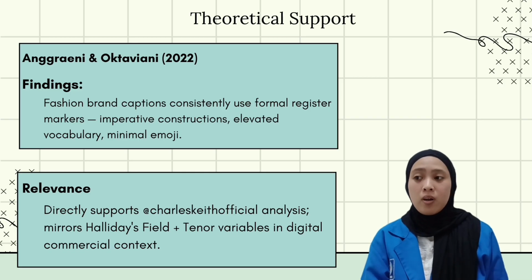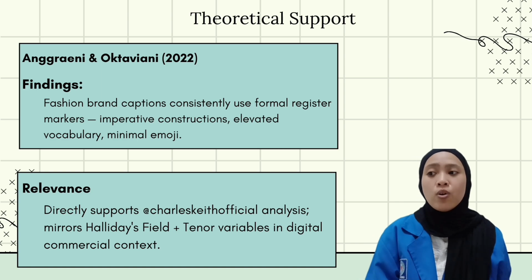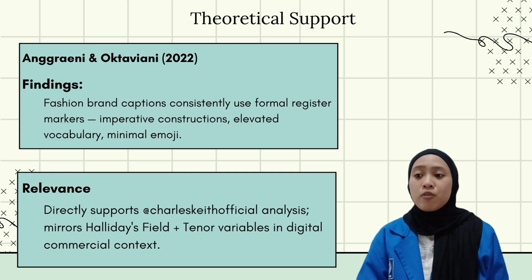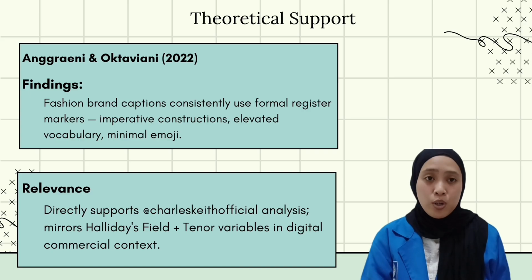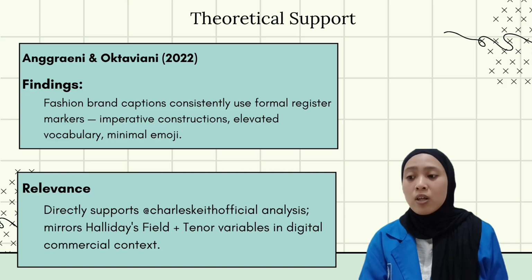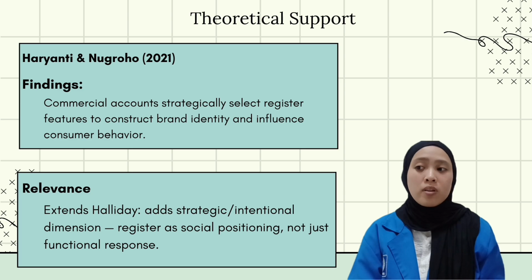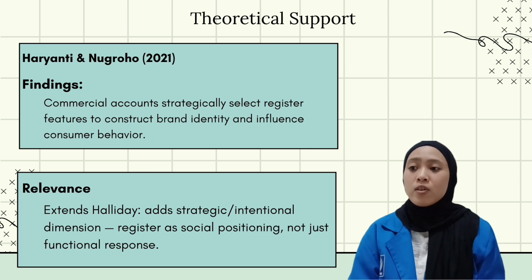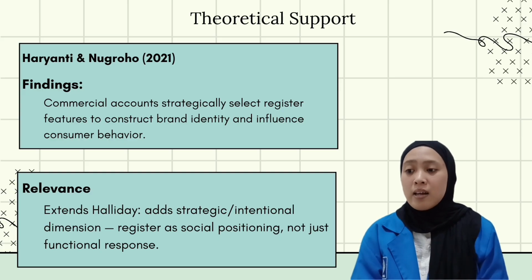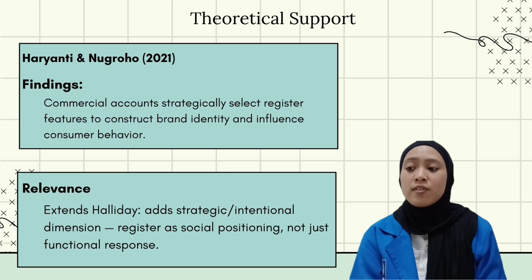This is the theoretical support according to Anggraini and Octaviani, 2022. Findings: fashion brand captions consistently use formal register markers, imperative constructions, elevated vocabulary, and minimal emoji. And relevance: it directly supports the Charles and Keith analysis, mirrors Halliday's field, tenor, and mode variables in a digital commercial context. This is the second theoretical support, according to Haryanti and Nugroho, 2021. Findings: commercial accounts strategically select register features to construct brand identity and influence consumer behavior. And relevance: it extends Halliday at the strategic, intentional dimension of register as social positioning, not just functional response.